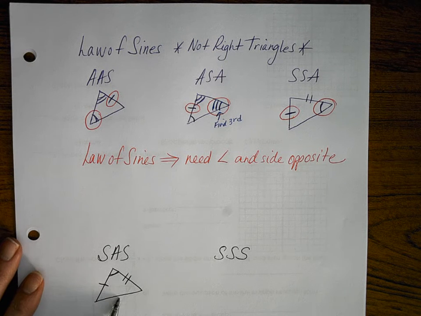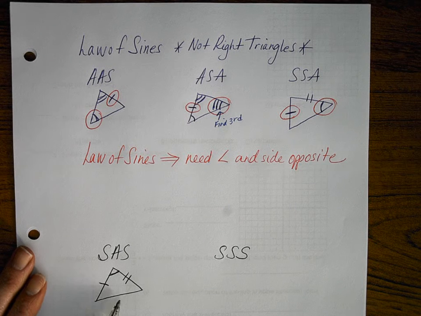Can I find this angle? I don't have two angles. I can't find two angles. I can't find a side. I don't know how to find a side. I don't have an angle and the side across from it. I don't have one full pair. This is not going to work for law of sines.